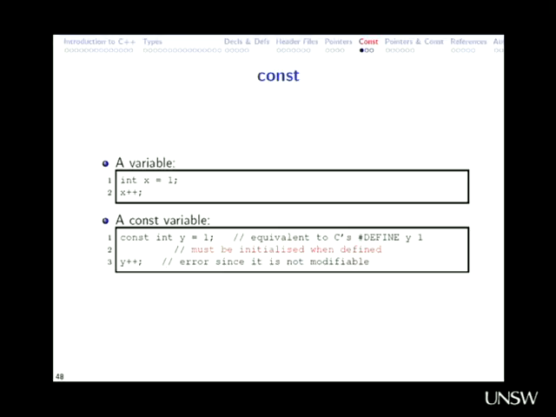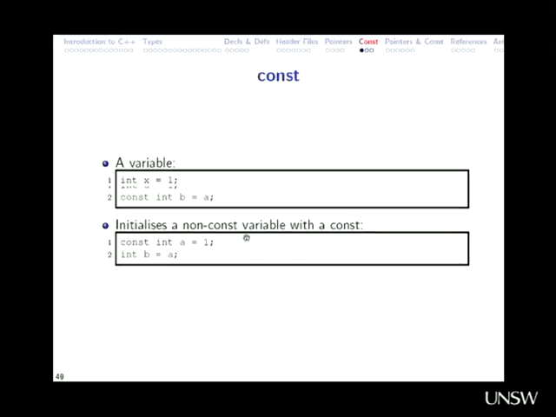Okay? This is much safer than C's version of #define y 1. Because #define just substitutes every time it says y, it replaces it with 1. Okay? Now, admittedly, in this example, 1++ doesn't make any sense. Okay? But use const. It's much more powerful, and you'll see that in the coming couple of slides.